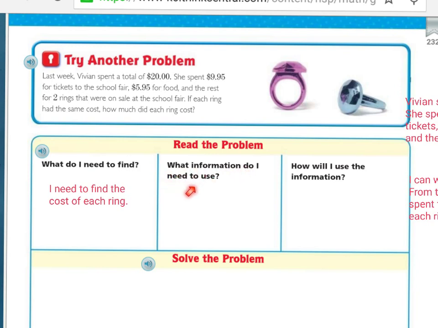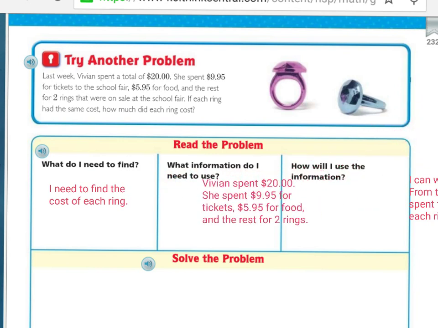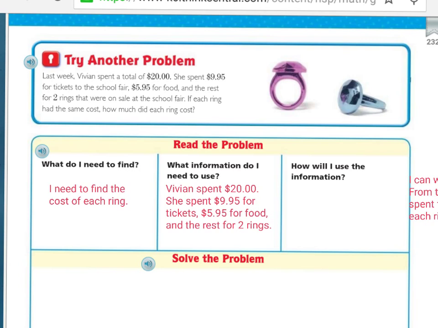Well, what information do I need to use? What I need to use from up above is that Vivian spent $20. We know she spent $20 total. She spent $9.95 for the tickets, so the $9.95 for the tickets. And then she spent $5.95 for the food.